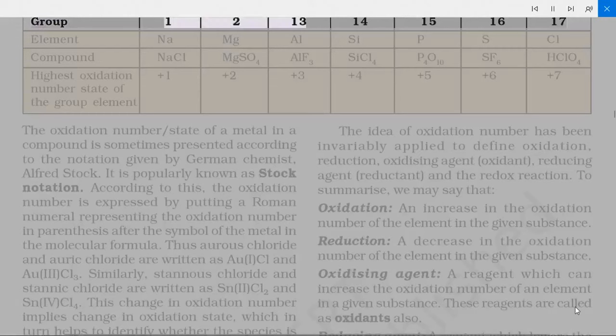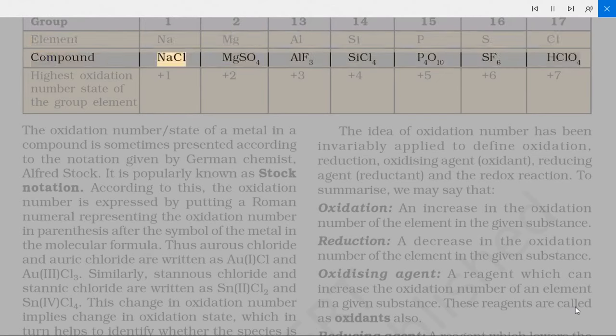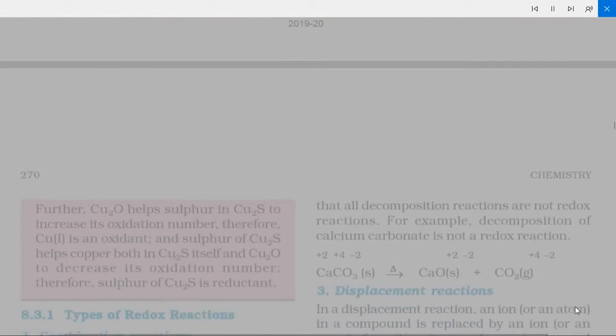Group 1, 2, 13, 14, 15, 16, 17. Element: Na, Mg, Al, Si, P, S, Cl. Compound: NaCl, MgSO4, AlF3, SiCl4, P4O10, SF6, Cl2O7. Highest oxidation number state of the group element: +1, +2, +3, +4, +5, +6, +7.